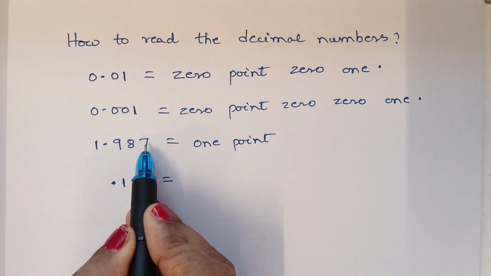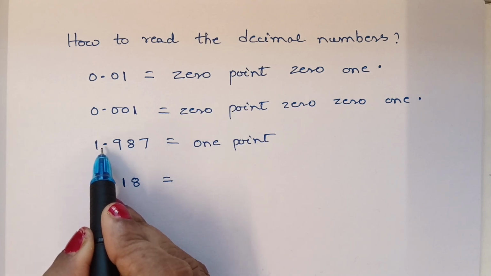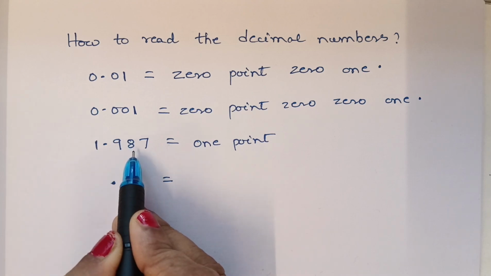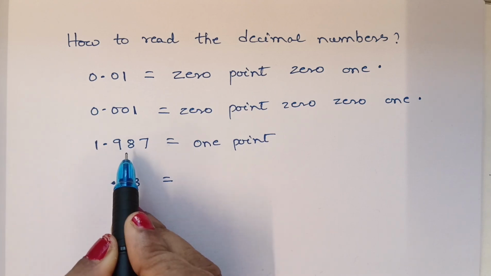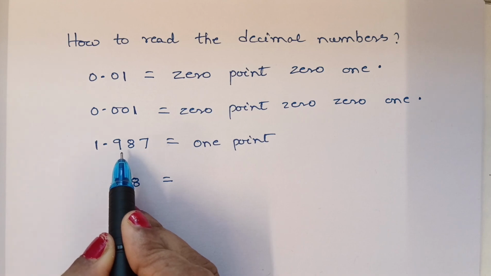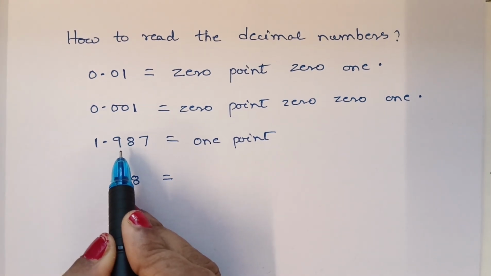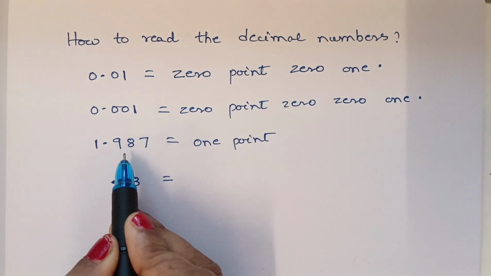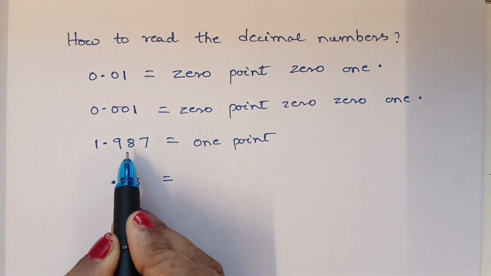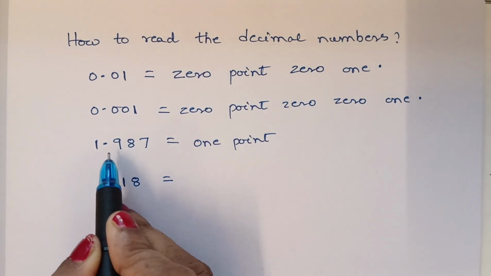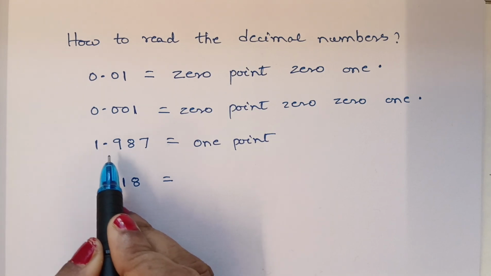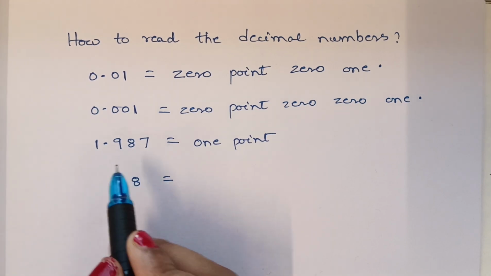1.987. It is incorrect, because when you move towards the right side of the decimal place, these are called as what? Parts. These are called fractional parts. So this is not a number. These are parts. So how should you read? 9, 8, 7. This should be read if the digits are towards the right side of the decimal point.